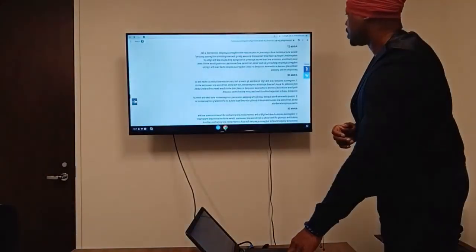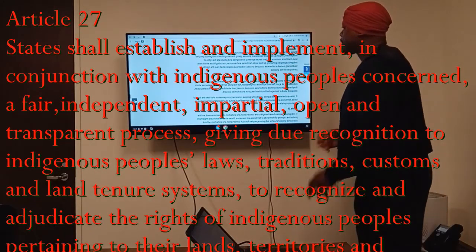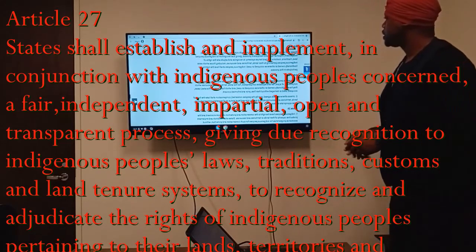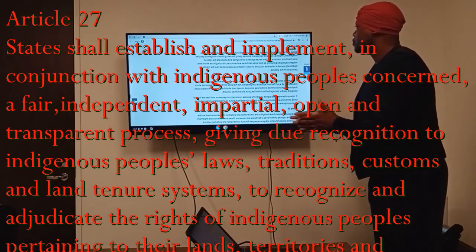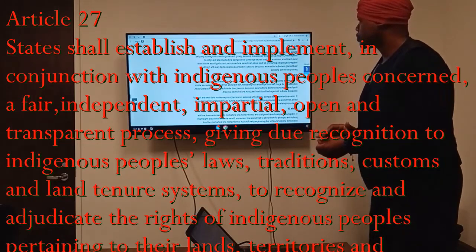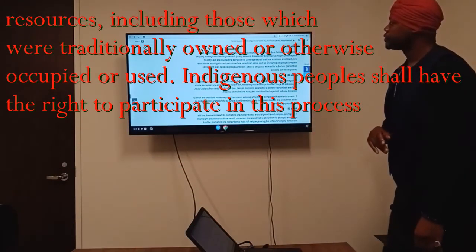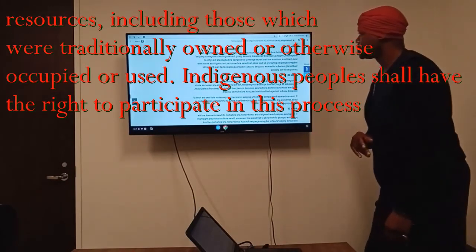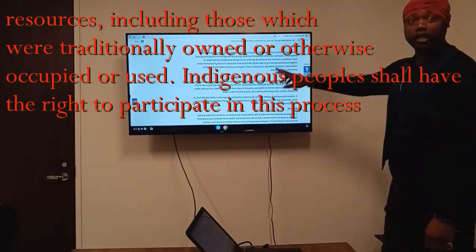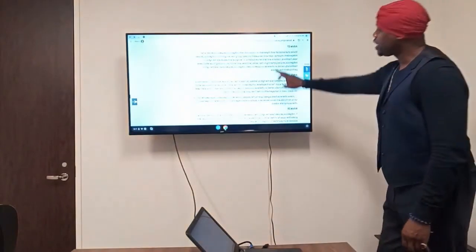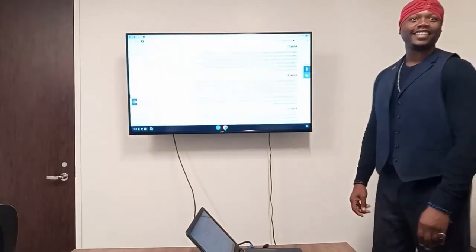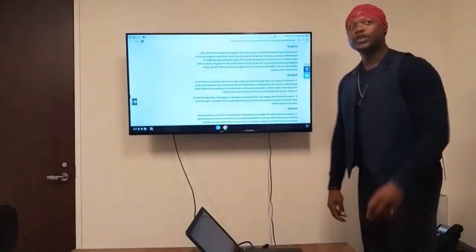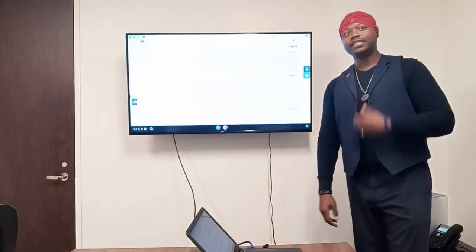Article 27. States shall establish and implement, in conjunction with indigenous peoples concerned, a fair, independent, impartial, open, and transparent process, giving due recognition to indigenous peoples' laws, traditions, customs, and land tenure systems, to recognize and adjudicate the rights of indigenous peoples pertaining to their lands, territories, and resources, including those which were traditionally owned or otherwise occupied or used. Indigenous peoples shall have the right to participate in this process. It keeps telling you, pertaining to their what? Lands. Pertaining to their, again, lands. You're the landlord, I'm the tenant.